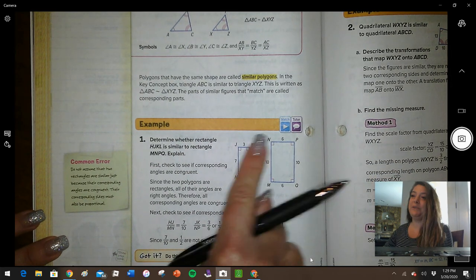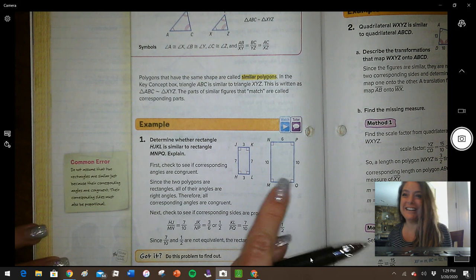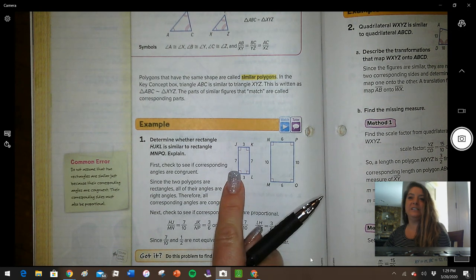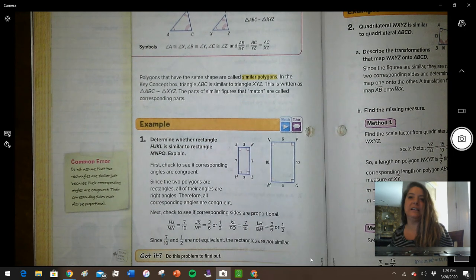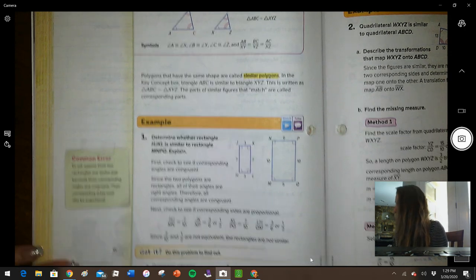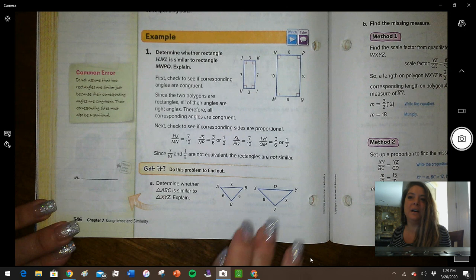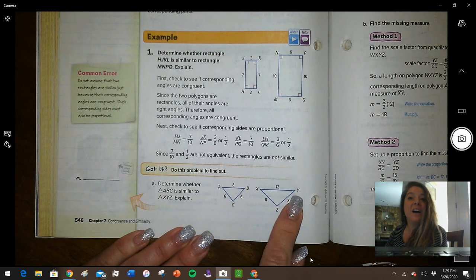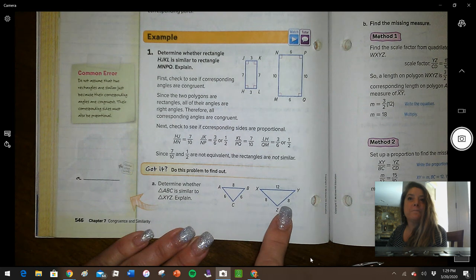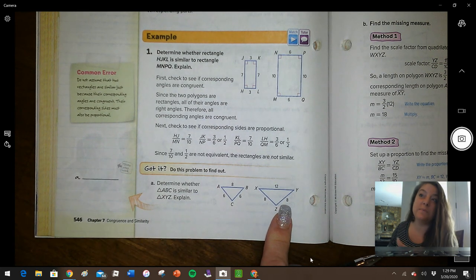I don't know if this looks familiar, but it should. We just did the same thing. 7 over 10, does that equal 3 over 6? And the answer to that was no. Okay, let's go try the got it at the bottom of the page. We're going to see if these sides are going to be proportional. So let's go set up those fractions.